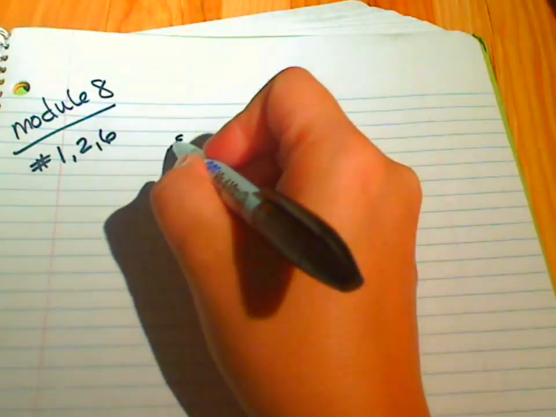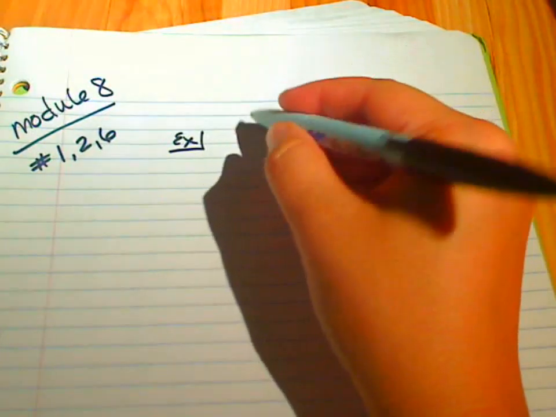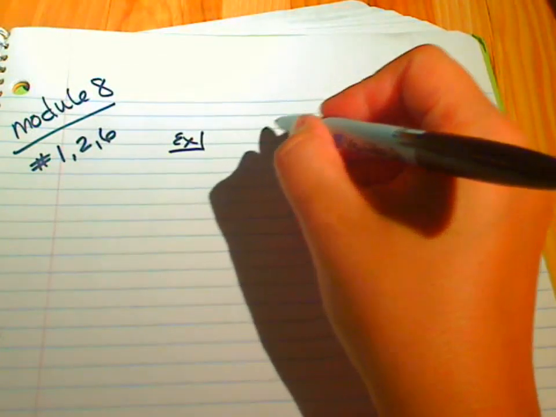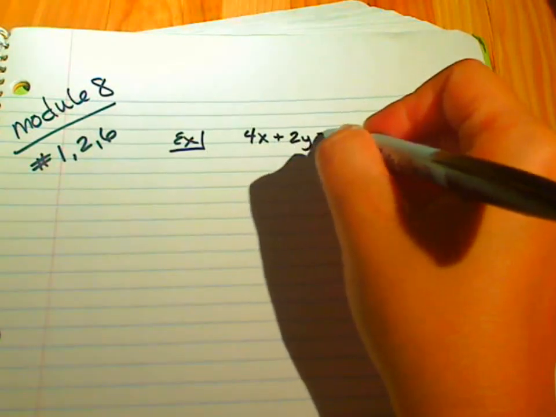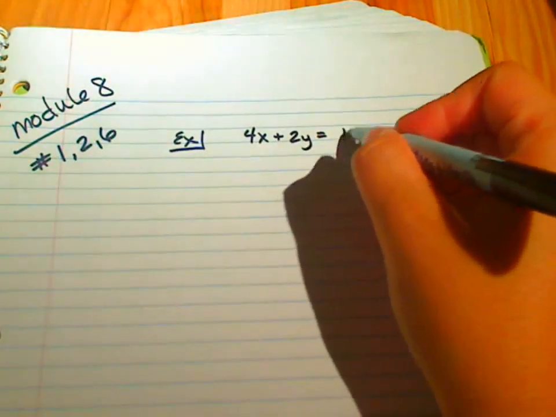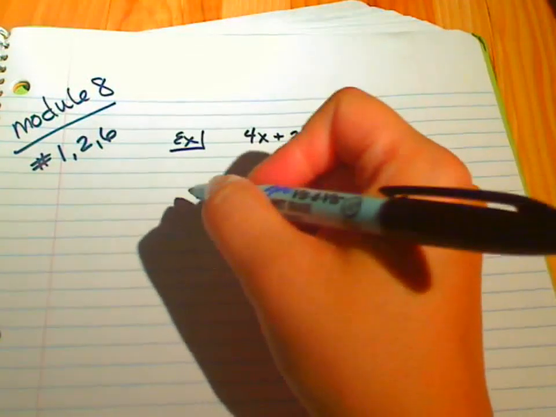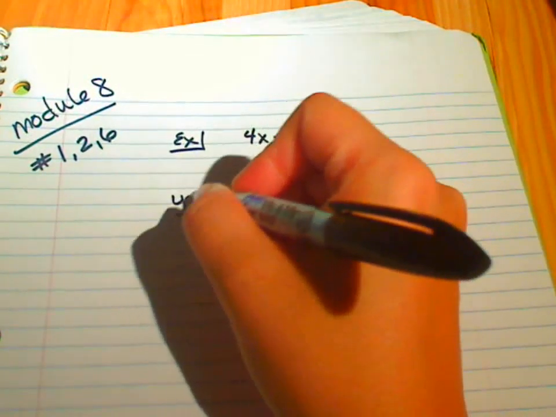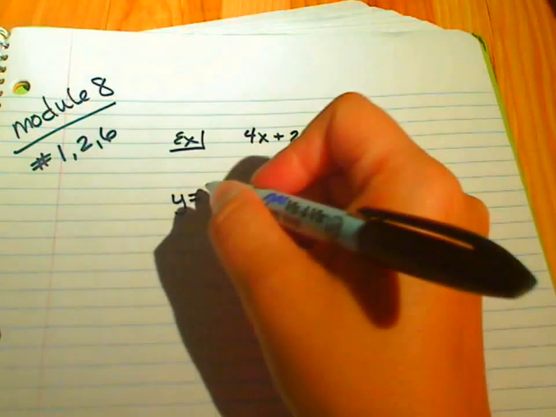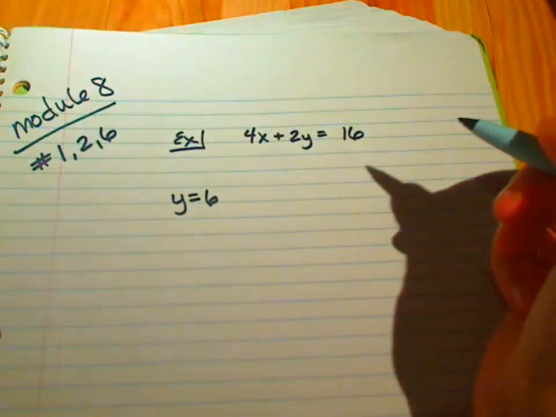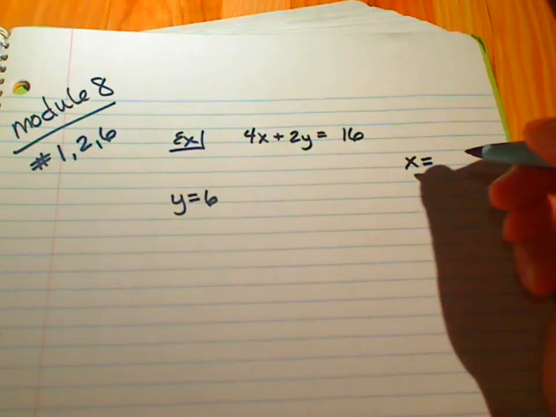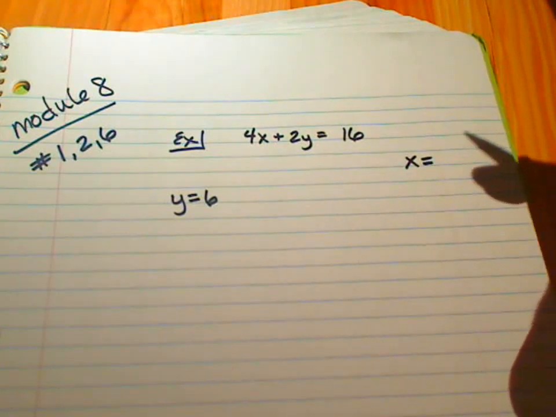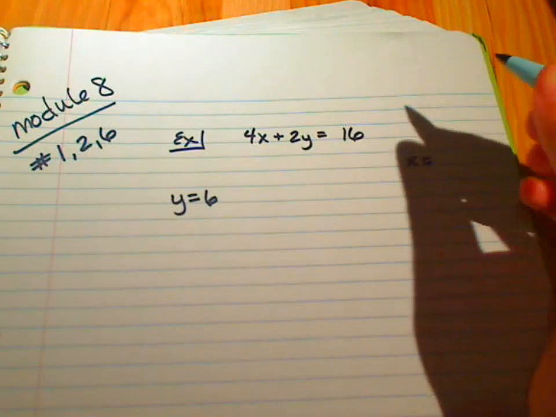If I were to give you an example problem to do, and I said, let's do 4x plus 2y equals 16, and I told you that y was going to be 6. Well, I would then ask you, how much is the value of x? Calculate x. Tell me how much it is.